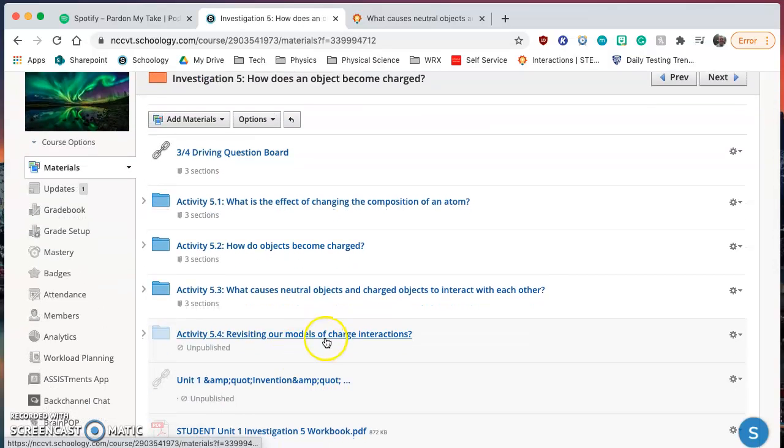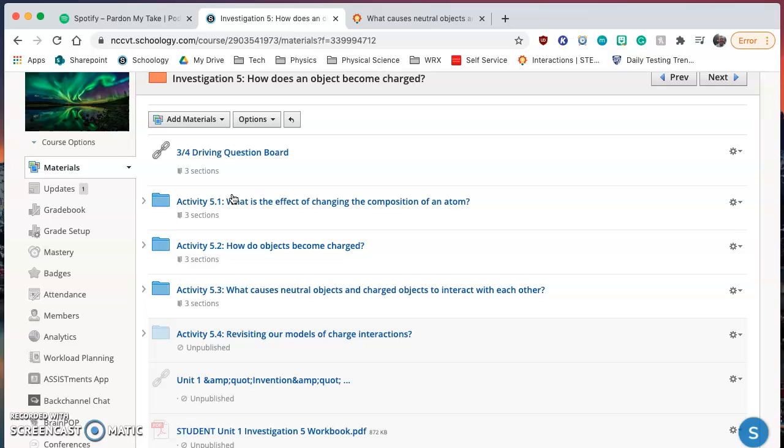Okay, as you can see on my screen, there are 4 activities. We did 1 and 2 last week. We are going to be doing 3 and 4 this week. Early next week, we'll have some review type materials because we're getting ready for a bit of a larger assessment. Instead of a quiz for Investigation 5, there is going to be a cumulative type assessment that goes over everything from Unit 1.